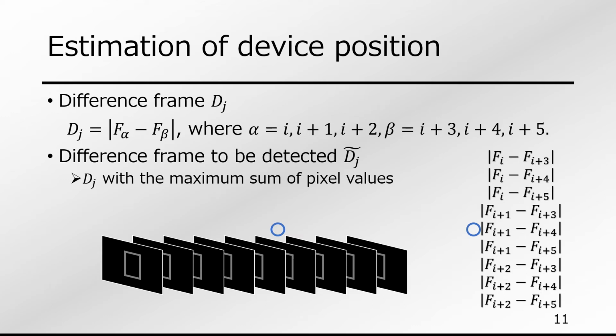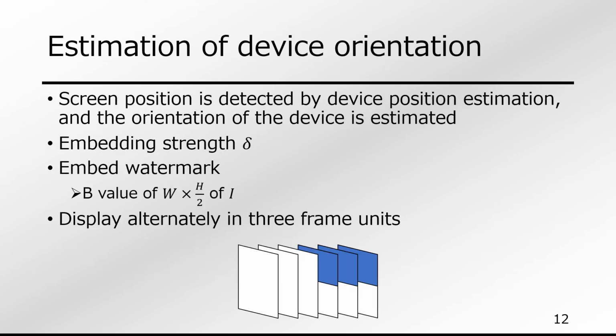By binarizing the brightness value of the selected difference frame, we can expect to obtain a rectangular contour aligned with the embedded signal. We adopt an auto binarization method to binarize the brightness value. The device area is specified by the detected contour rectangle. If multiple contours are detected from a binary image, we use the largest contour rectangle area. The device screen portion is detected by device portion estimation, and the orientation of the device is estimated.